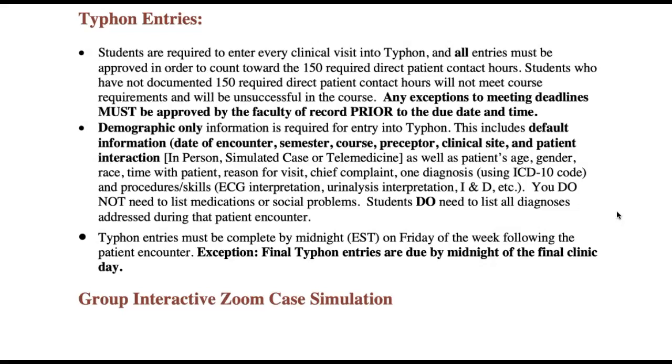Now, we reduced the hours, but in Typhon, it's still going to say FNP3. This is your third clinical course, right? But it's going to say 200 hours. So pick the one that says fall semester, and then the course is the one that's FNP3 for 200 hours. But you all know we've reduced that to 150. So just make sure you're entering your Typhon entries under the correct course and semester so that you don't have to go back and redo any of those.